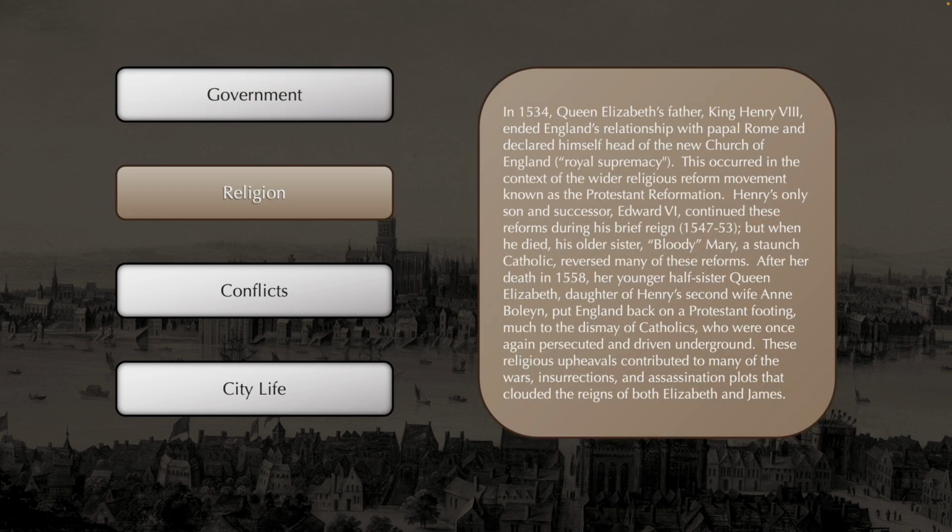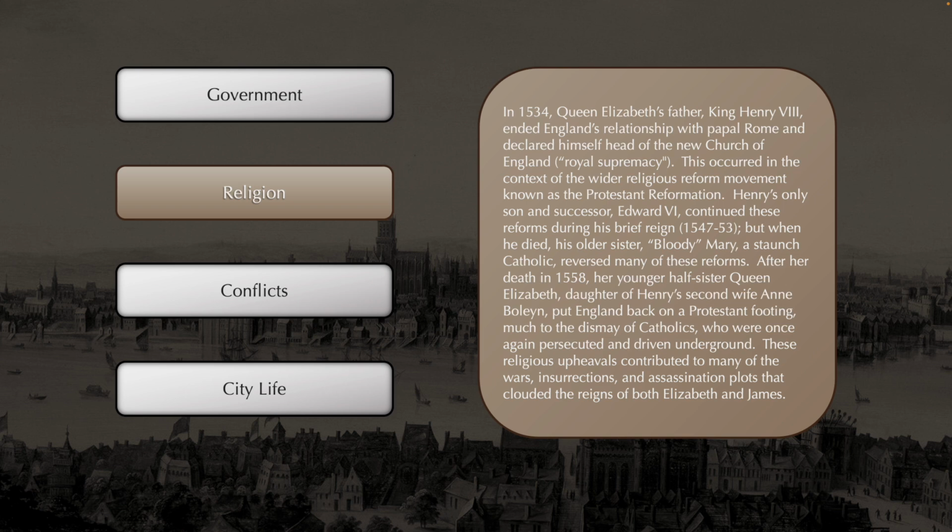Religion was clearly, at that time, an important part of daily life. In 1534, Queen Elizabeth's father, King Henry VIII, ended England's relationship with Papal Rome and declared himself head of the new Church of England. This was called royal supremacy, and it was brought about basically by his desire to divorce his first wife, Catherine of Aragon, and to marry his second wife, Anne Boleyn.